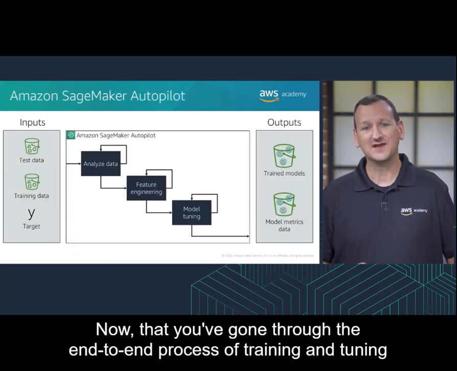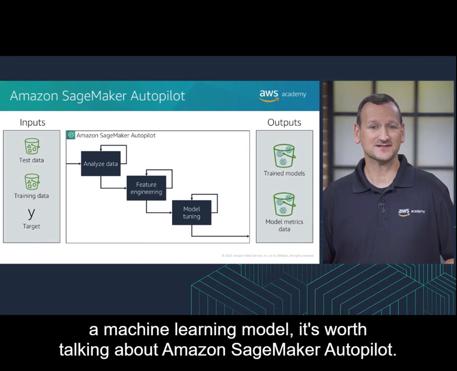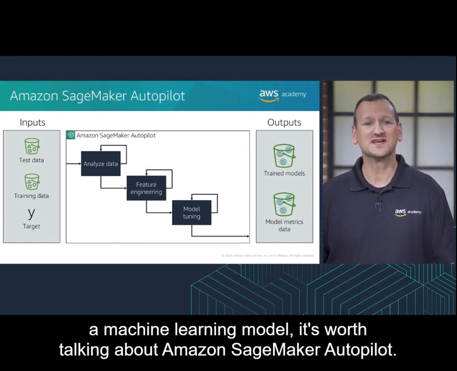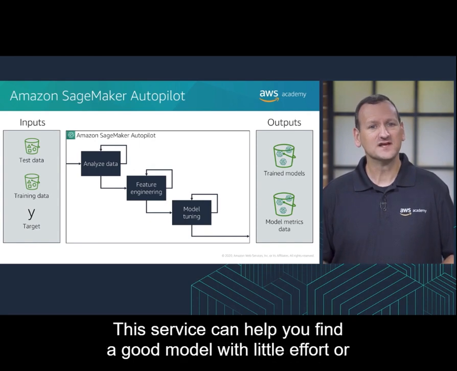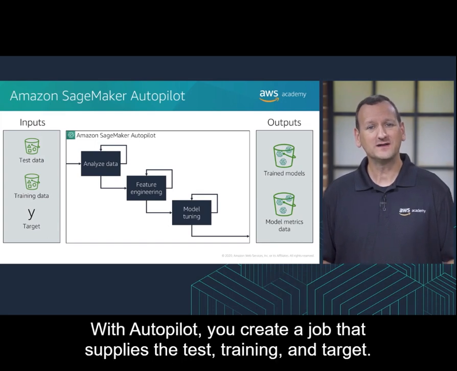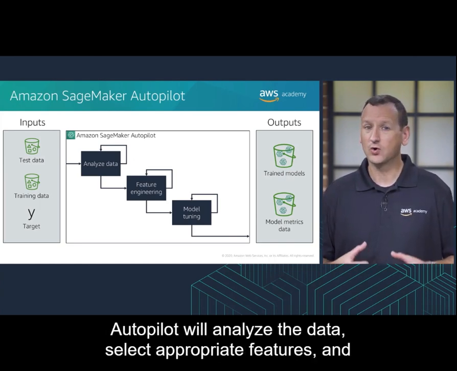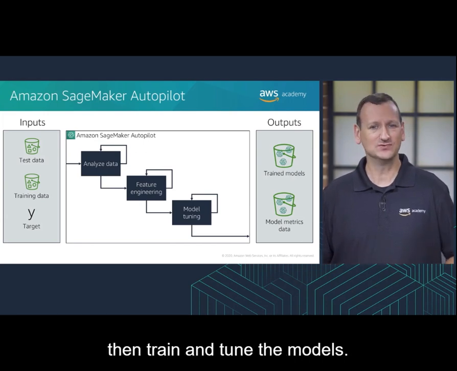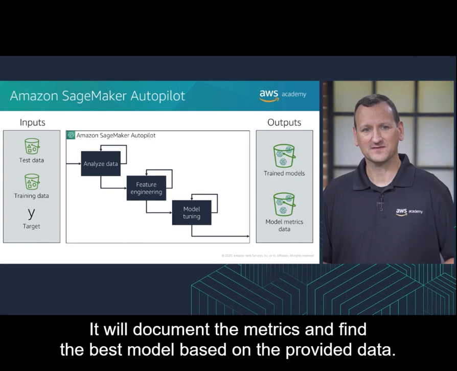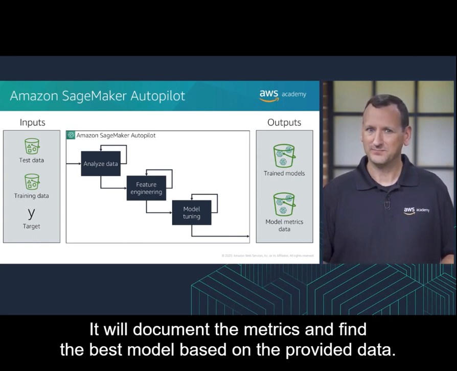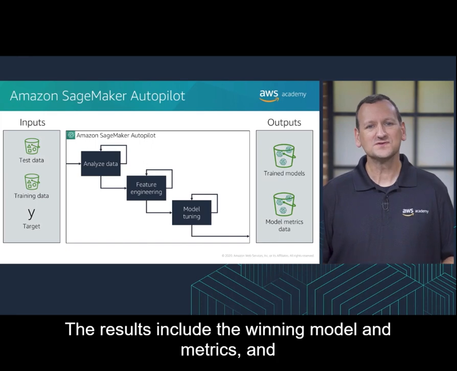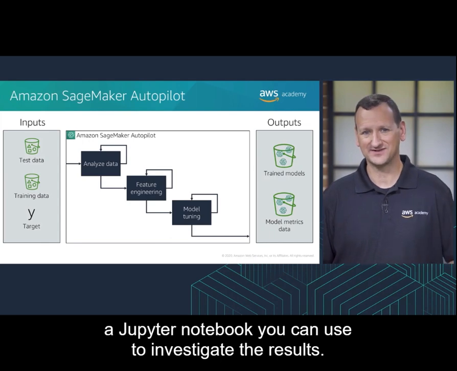Now that you've gone through the end-to-end process of training and tuning a machine learning model, it's worth talking about Amazon SageMaker Autopilot. This service can help you find a good model with little effort or input on your part. With Autopilot, you create a job that supplies the test, training, and target. Autopilot will analyze the data, select appropriate features, and then train and tune the models. It will document the metrics and find the best model based on the provided data. The results include the winning model and metrics and a Jupyter notebook you can use to investigate the results.